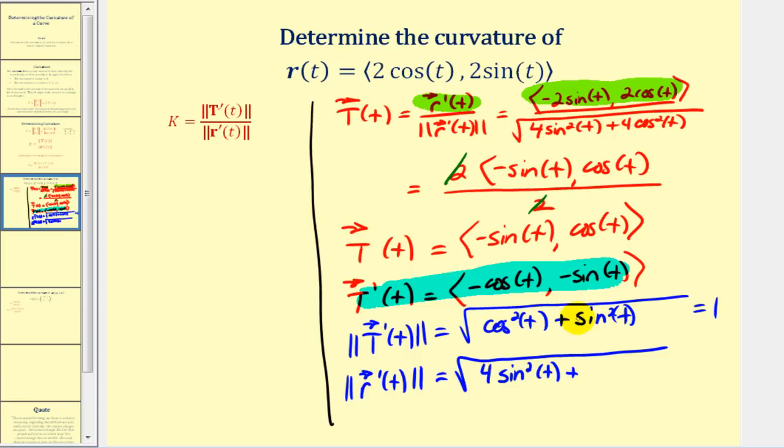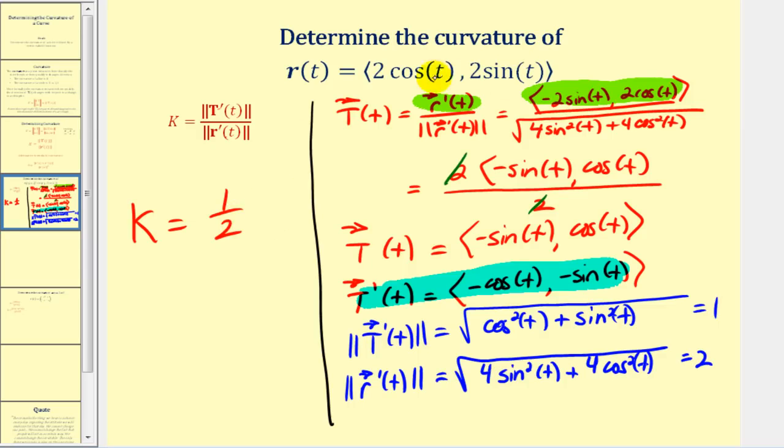And 2 cosine t squared is going to be 4 cosine squared t. Well, if we factored out the 4, we'd have 4 times sine squared plus cosine squared. That's going to give us 1. So we have the square root of 4 times 1, the square root of 4, which is equal to 2. So the curvature is equal to 1 divided by 2, or 1/2.